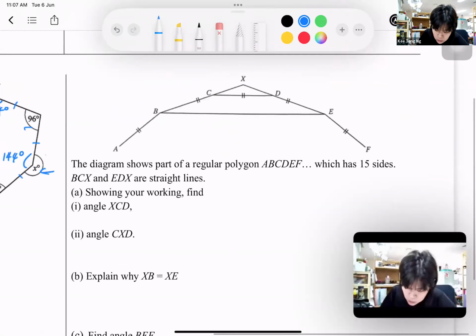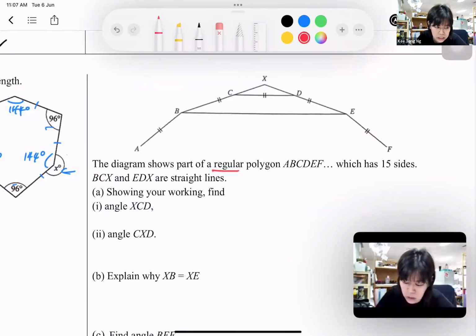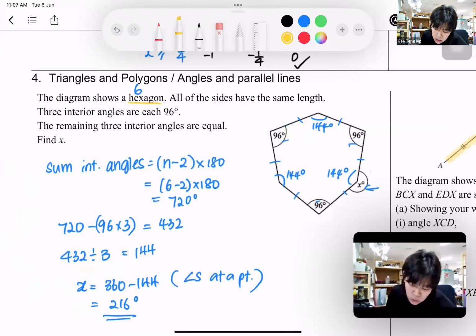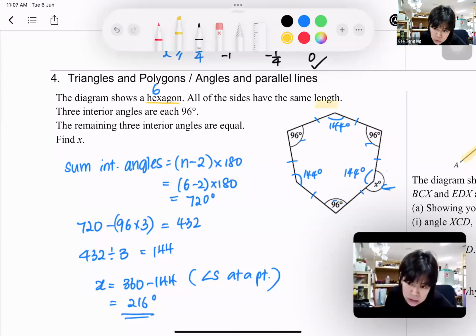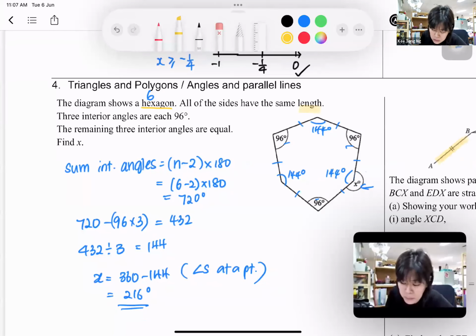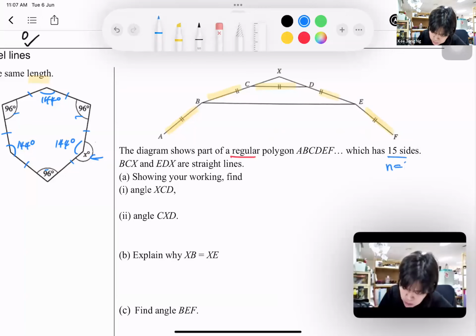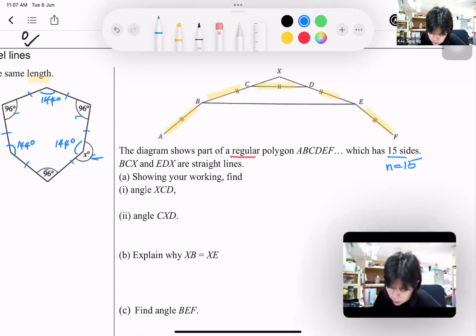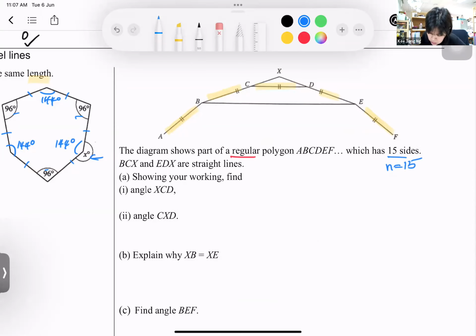The diagram shows a part of a regular polygon. Regular polygon means all the sides are equal, and not only that, all the angles will be equal. Just now, the previous one only said all the sides have the same length, but did not tell you it's a regular polygon. This one says it's a regular polygon with 15 sides, so n is equal to 15. Show your working means you need to write your reasons. Find the angle XCD.